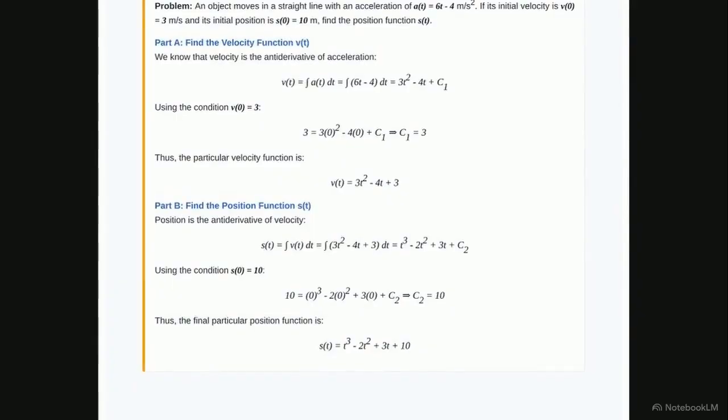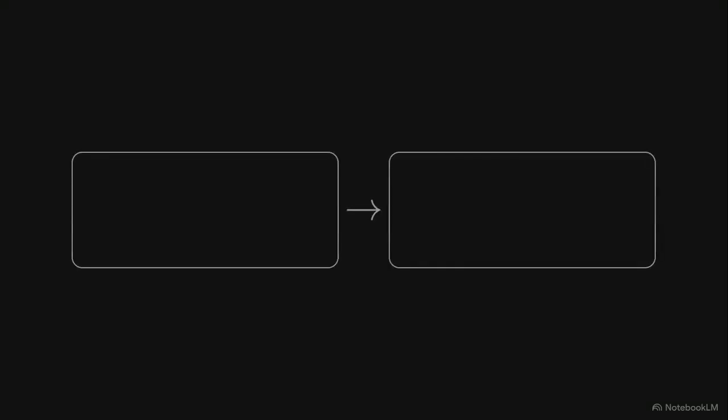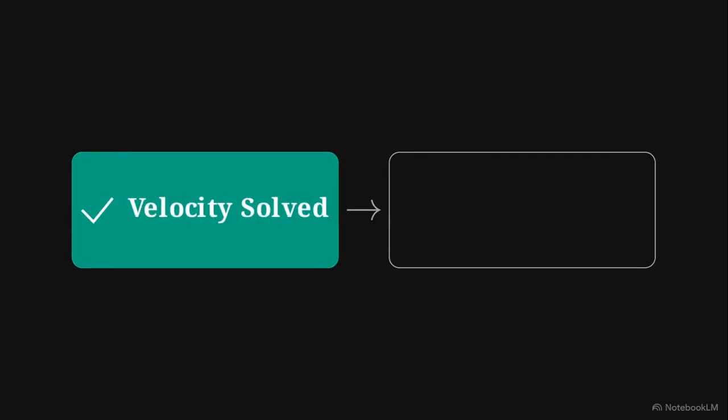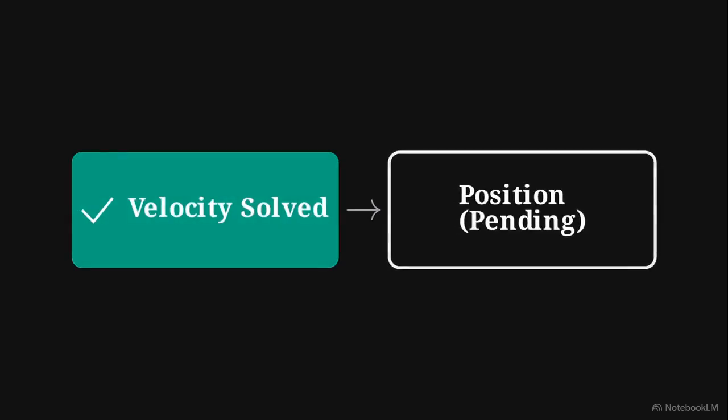We integrate the acceleration function to get a general velocity equation of 3t squared minus 4t plus c1. Immediately, we substitute our initial velocity, setting t to 0 and the output to 3. Solving the algebra reveals that c1 equals 3. We formulate our unique velocity function by plugging that 3 back into the general equation. Locking down this velocity equation only gets us halfway there. We still need to find physical position, which means we apply the exact same logic for a second round.